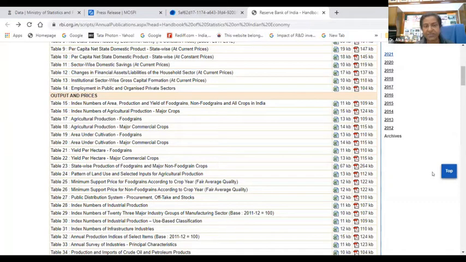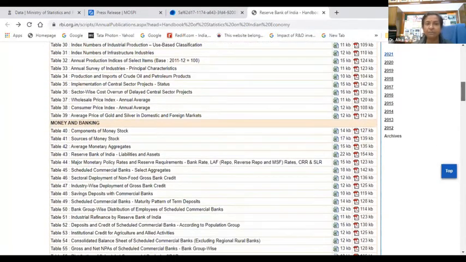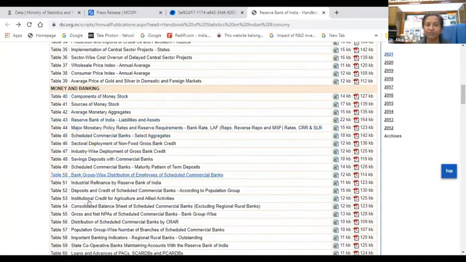You can access it, even the previous Agricultural Statistics at a Glance also. That data also is readily available in Excel. So you can very easily download. But the same data is reproduced here because it is a handbook. So from here you can take, no problem in that. This is also one of the government sources, but the original data source is the Ministry of Agriculture and Farmers Welfare.